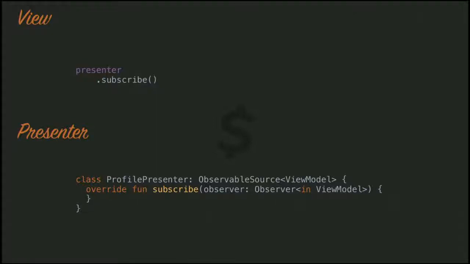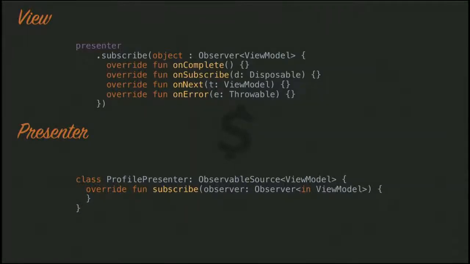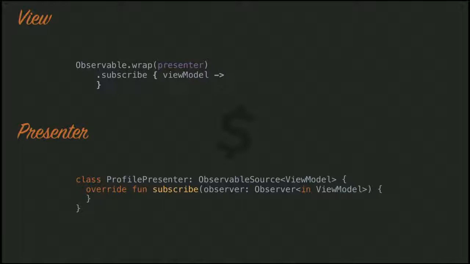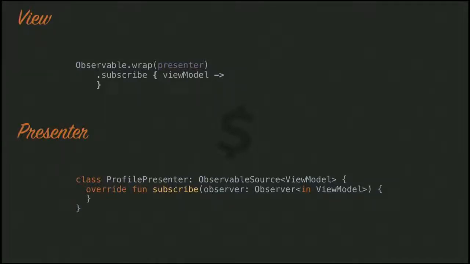The inconvenience would be that you only have one subscribe method, which includes the observer, so you'll have to override all methods every time, which isn't really handy. There is a wrap method for the presenter, which turns an observable source into an observable. It's fine again. We actually use that a lot, even though we've been fighting over this a bit.